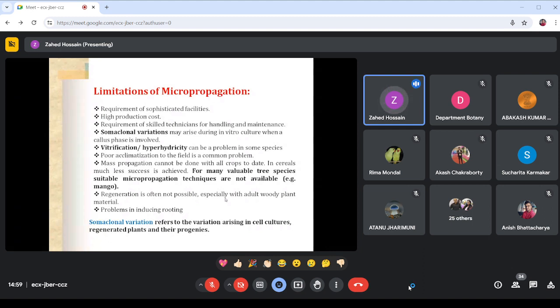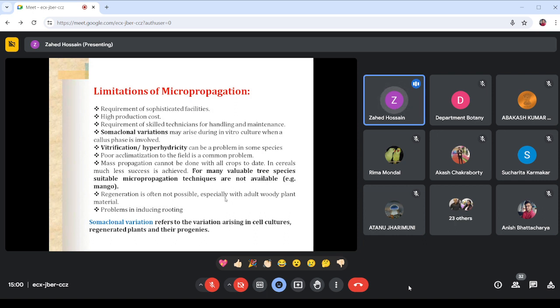So that is called somaclonal variation. Somaclonal variation is a limitation, because in the case of micropropagation, the definition is that it should be true to type. So if somaclonal variation arises, that means those plants are not true to type with the mother plant. So every time you have to be very cautious and check their genetic fidelity.